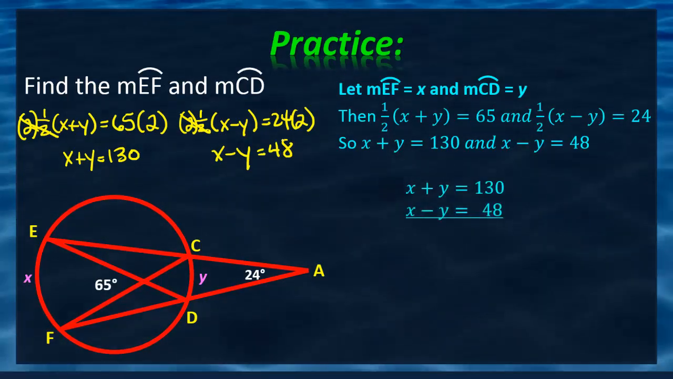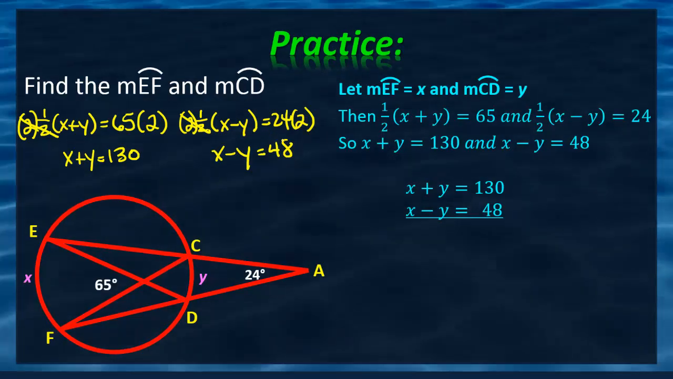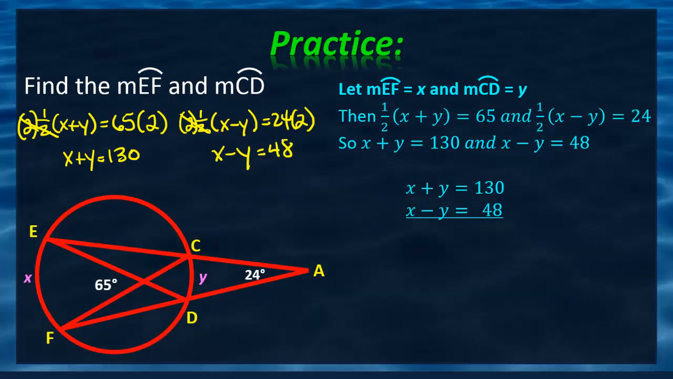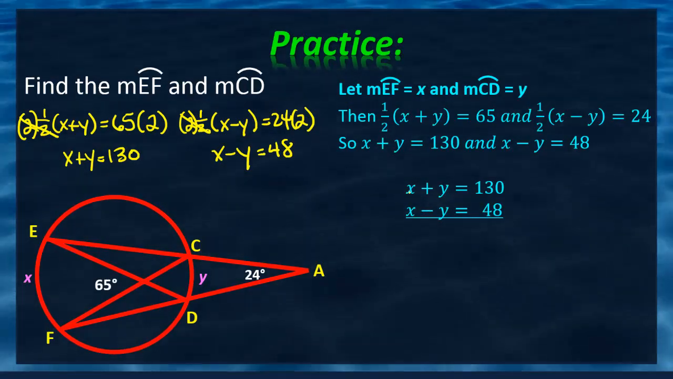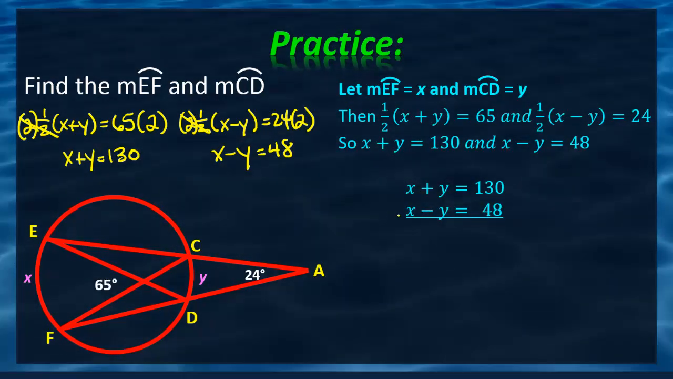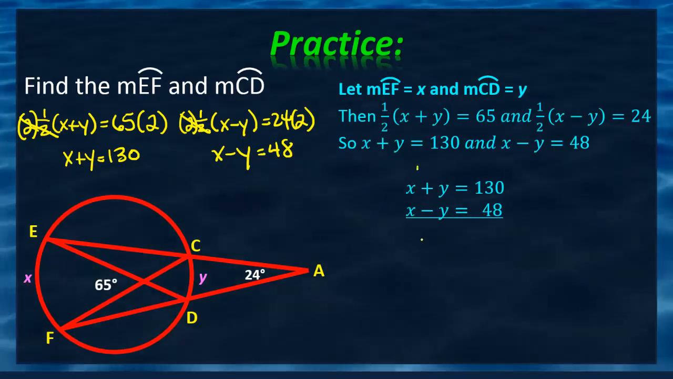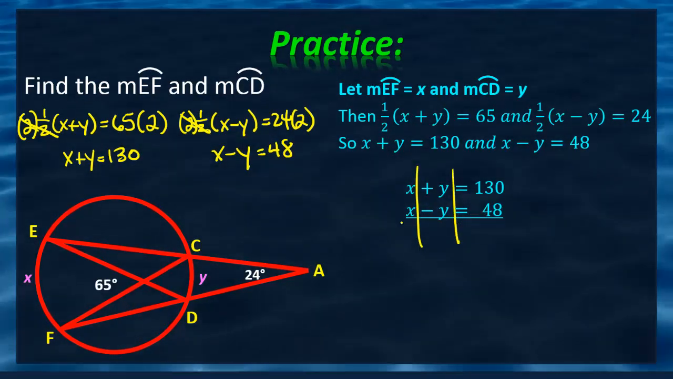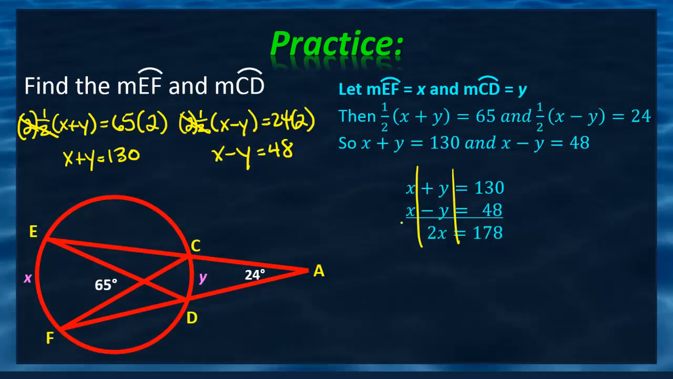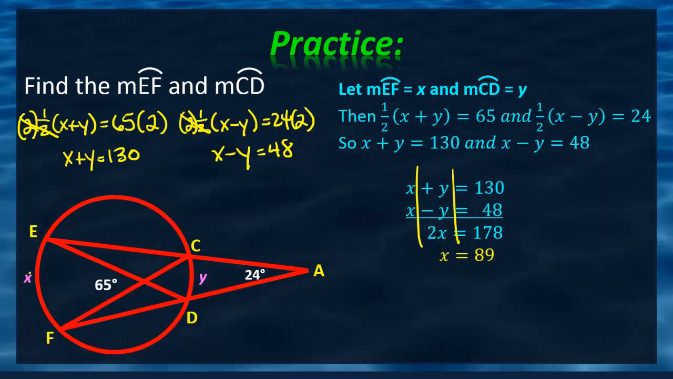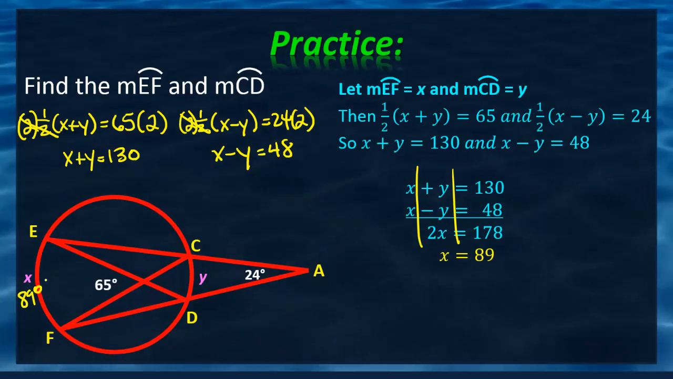And then we set up a system. But the good thing about these systems is that you don't have to do a whole lot of craziness with them. You just add them together because chances are you're going to have one that'll cancel out. So X plus Y equals 130, and then you add X minus Y equals 48, and just add them in the columns like this. And you're going to get 2X equals 178. So X equals 89. So we know that this arc measure here is 89 degrees.